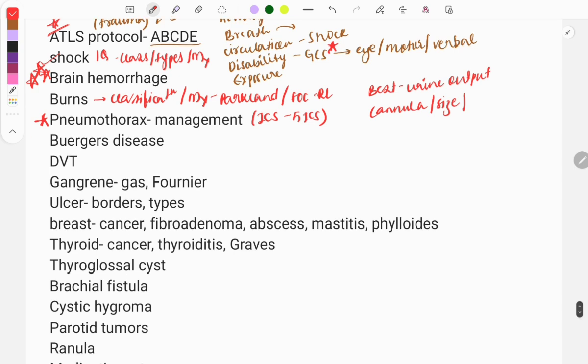Then moving on to some vascular disorders like Buerger's disease. Vascular surgery is also important because 1 or 2 questions can be asked from it. This Buerger's disease is also called thromboangiitis obliterans. So look at the clinical features, and if they give a case, in what manner the case can be described.